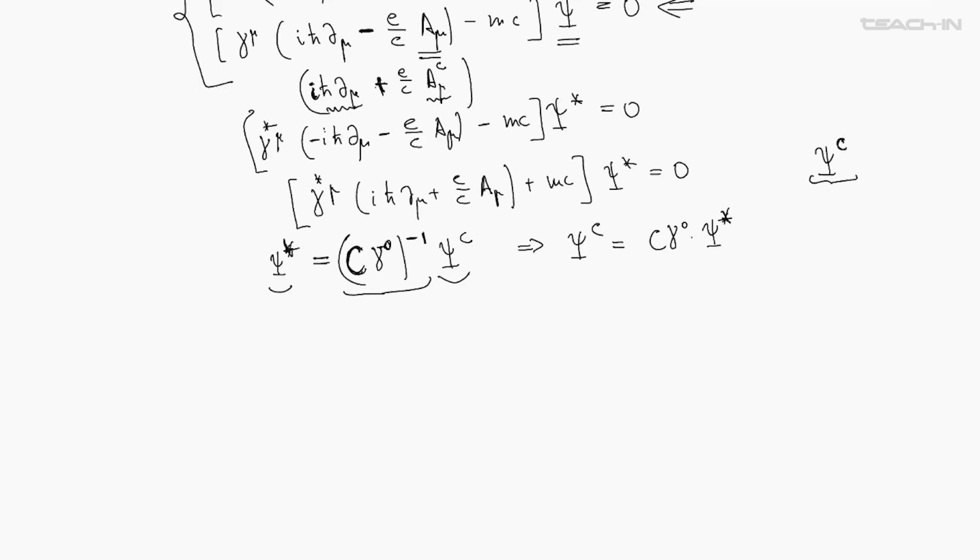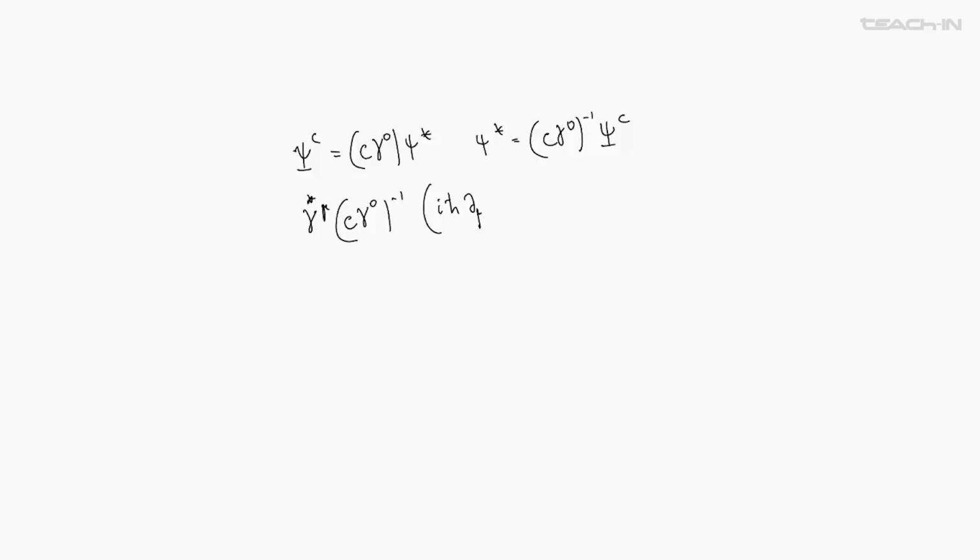The equation we are looking at is this. We take psi charge conjugate as C gamma 0 psi star, or the other way around, psi star is C gamma 0 to the minus 1 psi charge conjugate. Then we substitute this in our Dirac equation, and we get gamma mu star C gamma 0 to the minus 1, then i h bar d mu plus, no, let's write it as minus e over c, but now I'm putting the charge conjugate electromagnetic field here already. And then here I have to write plus mc.